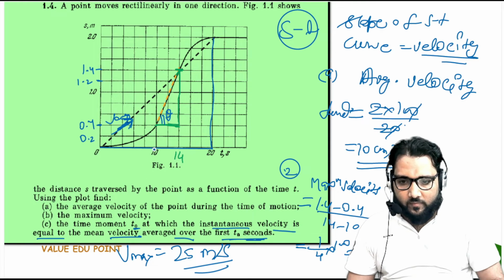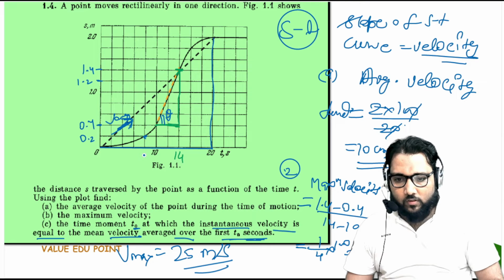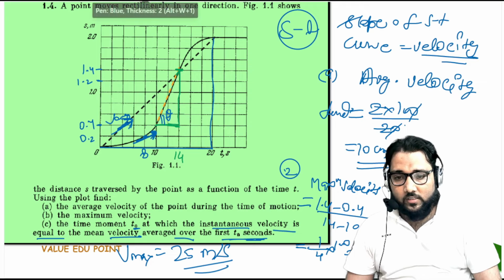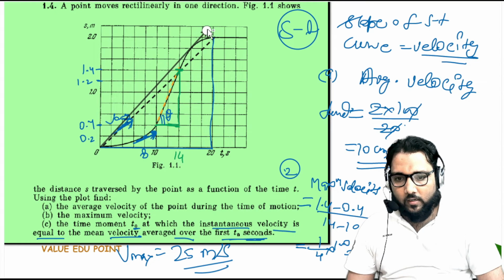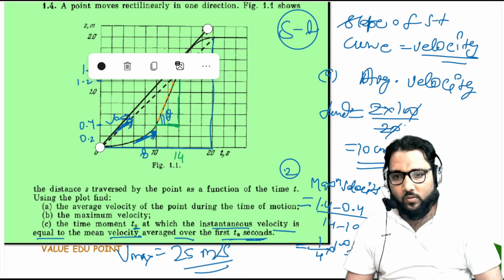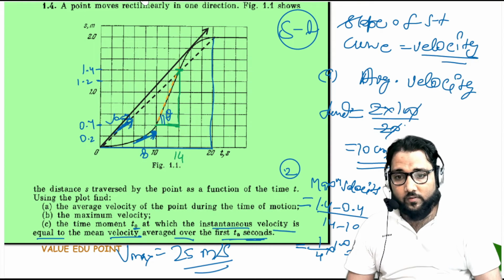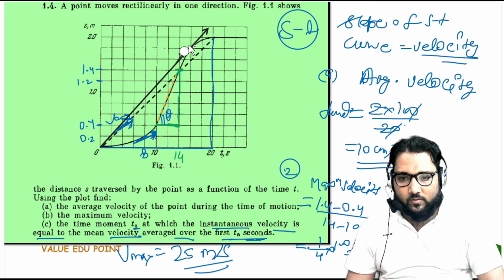If I'm talking about the instantaneous velocity at t equals 8 seconds, the slope, the tangent at this point, will give the instantaneous velocity. For the average over the first t naught seconds, similarly you draw a line from 0 to here. This is the average velocity. Then draw a tangent at such a point where these lines exactly overlap.